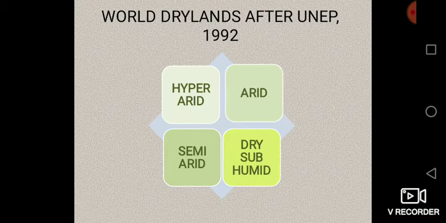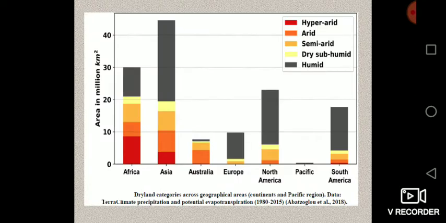World drylands, after the United Nations Environment Program of 1992, are divided into four parts: hyperarid, arid, semi-arid, and dry subhumid. This diagram shows, in different geographical areas, the area in million square kilometers of hyper-arid, arid, semi-arid, dry subhumid and humid areas from 1980 to 2015.